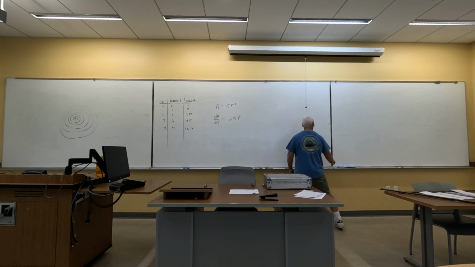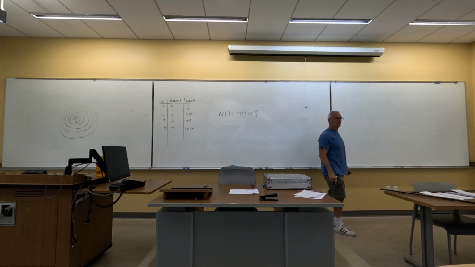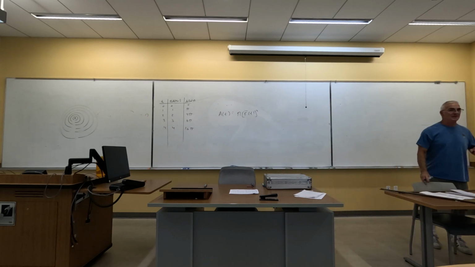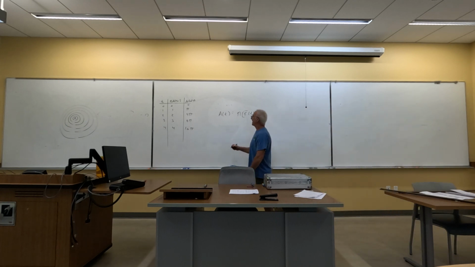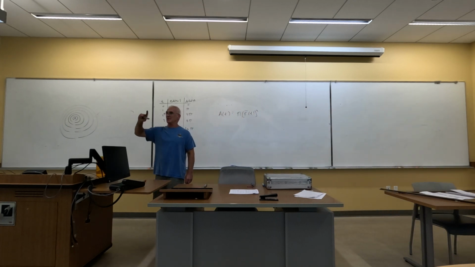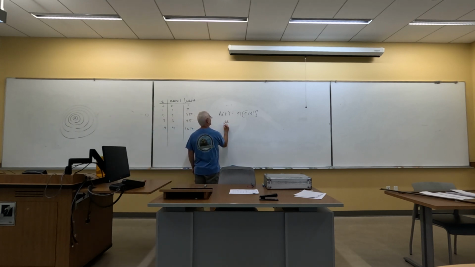That means I have to adjust this. A of t equals pi r of t squared is the correct equation. The radius and the area are both functions of time. Time is the independent variable. Does that make sense? So what do I want? I want the rate of change of the area with respect to time. So what is dA dt?